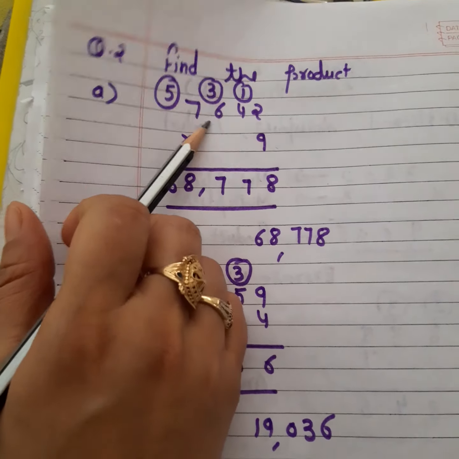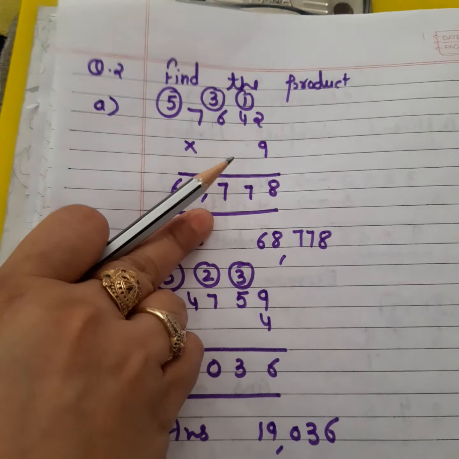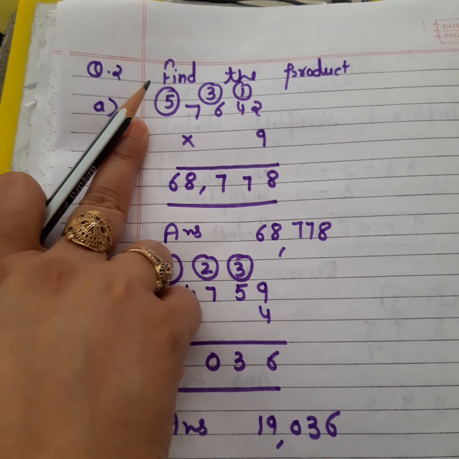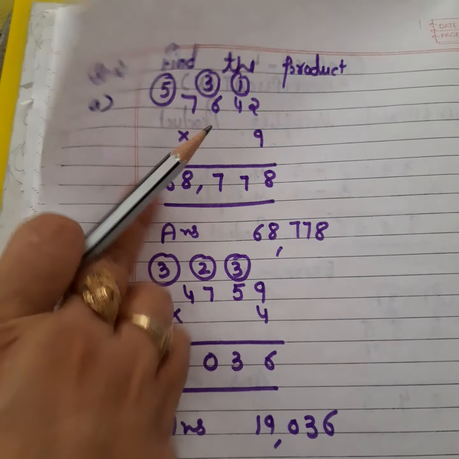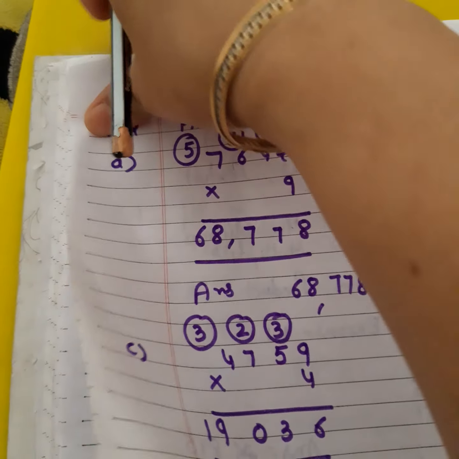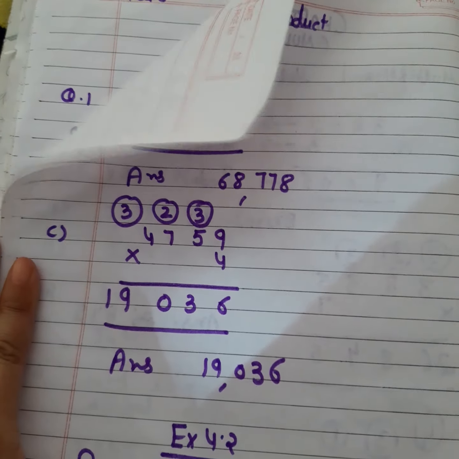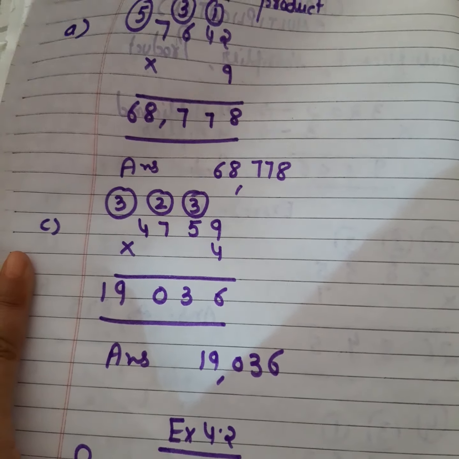And then 9 6s are 54. 54 plus 3 will be 57. 7 will come here and the carry will go here. So 9 7s are 63. 63 plus 5 will be 68. So finally my answer will come here, 68,778.